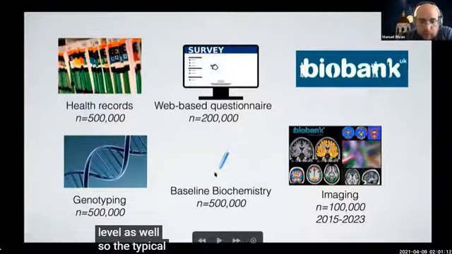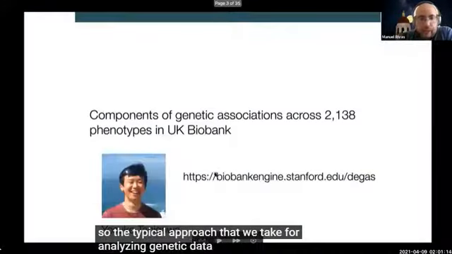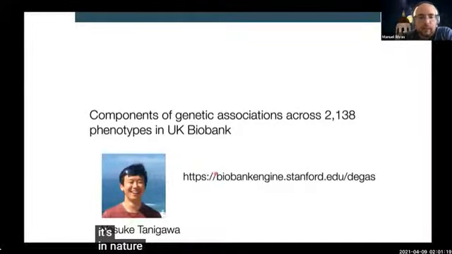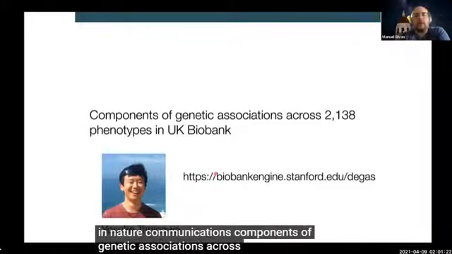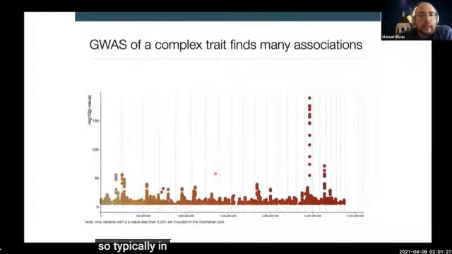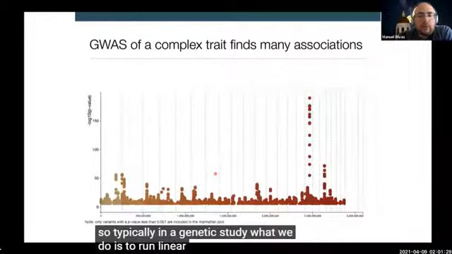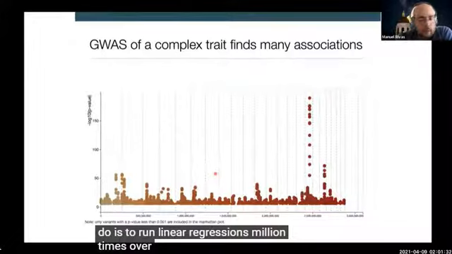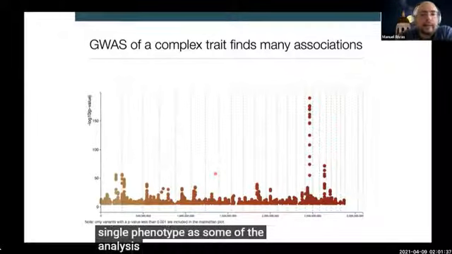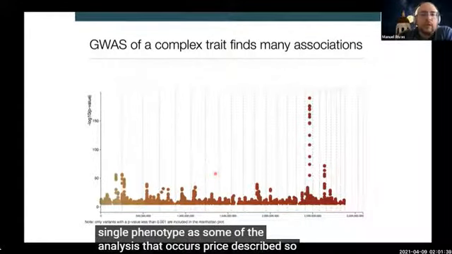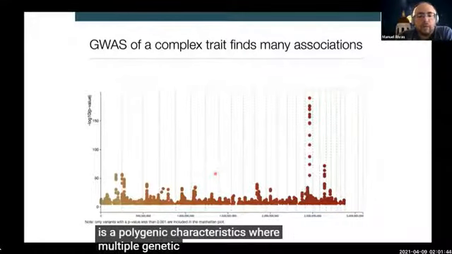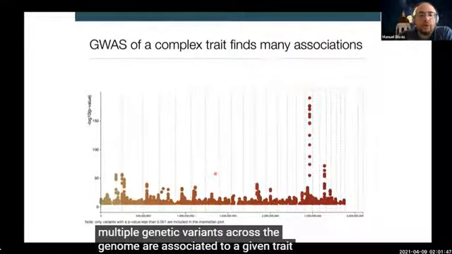The typical approach that we take for analyzing genetic data, and this study was led by Yosuke Tanigawa, is in Nature Communications: Components of Genetic Associations Across 2,000 Phenotypes in UK Biobank. Typically in a genetic study, we run linear regressions a million times over, say, 1 million genetic variants for a single phenotype, as in some of the analysis that Alkis Price described. Typically what you find is polygenic characteristics, where multiple genetic variants across the genome are associated to a given trait.